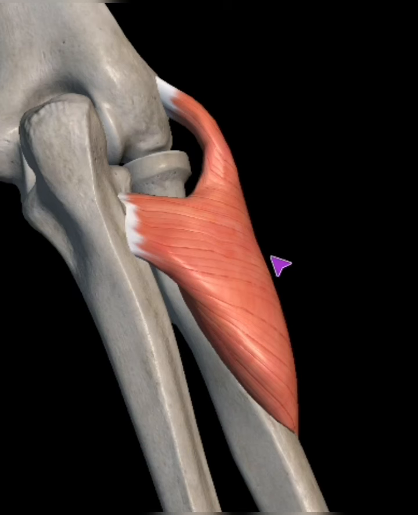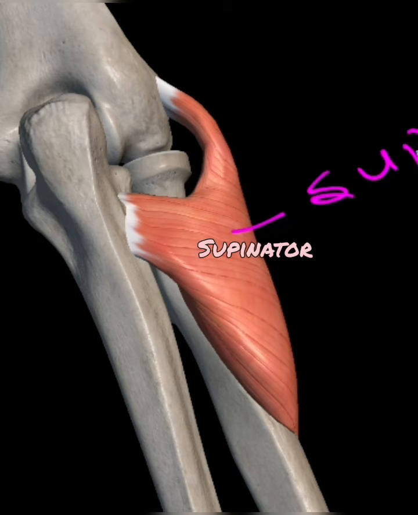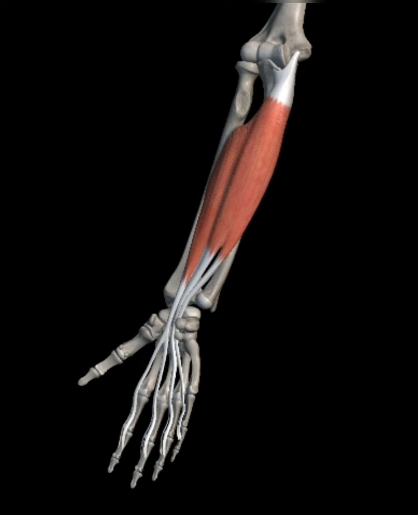And you can see over here, what is this? This is the supinator. So the supinator arises from where? It arises from the supinator crest and from the triangular area in front of the crest. You can see over here.